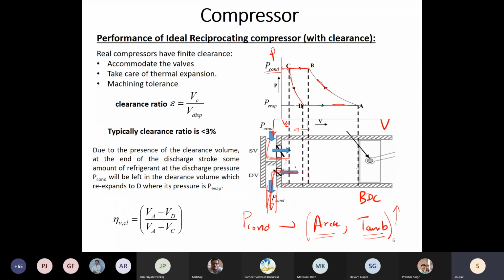In an ideal case, as soon as the pressure is slightly above P condenser, you will have your discharge. The discharge process will happen all the way till this position. That is your top dead center. After that, the piston moves back towards the bottom dead center and the pressure inside the cylinder goes below your condensing pressure. The discharge valve will close. The intake valve will still not be open because the pressure inside is higher than the evaporator. So again, it becomes a closed system, and you will have re-expansion of the gas which is trapped in the clearance volume.